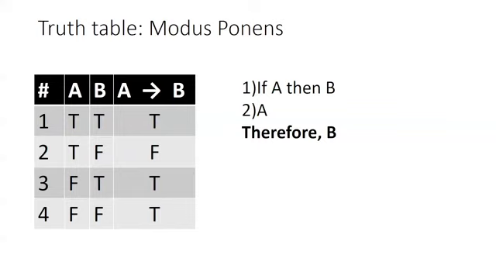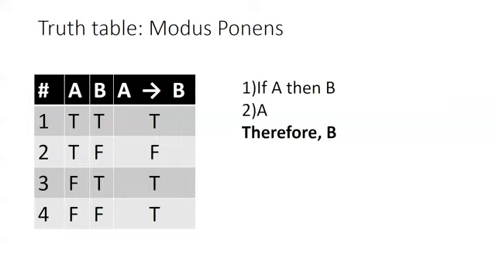Okay, so you recall from your reading, I hope, the argument form called modus ponens, which is one of the valid forms of a conditional argument. And we're going to use the truth table to illustrate its validity. So here's the argument form modus ponens on the right there. If A, then B, A, therefore B.